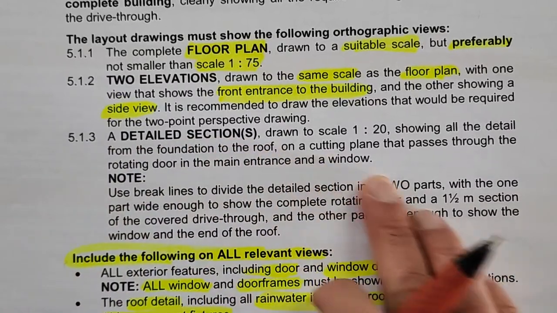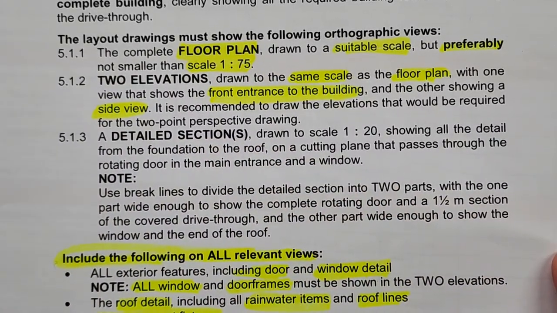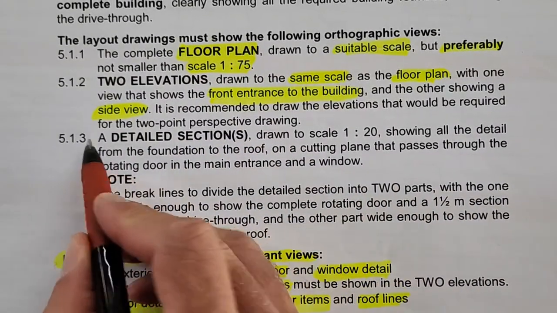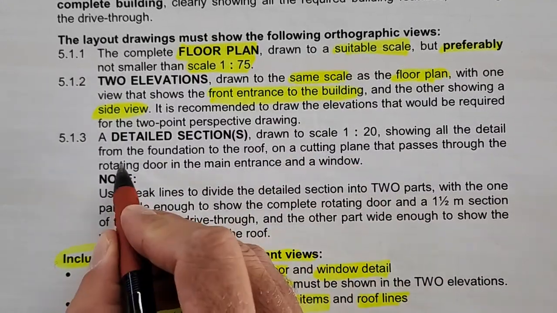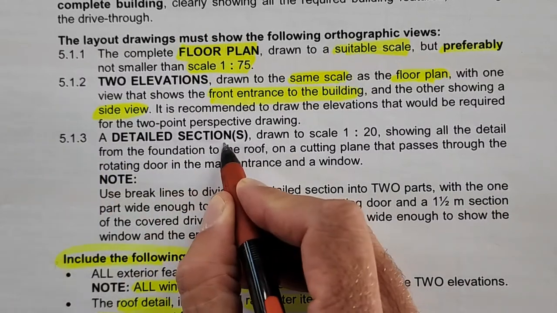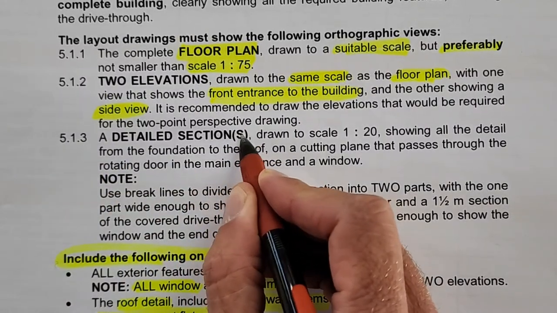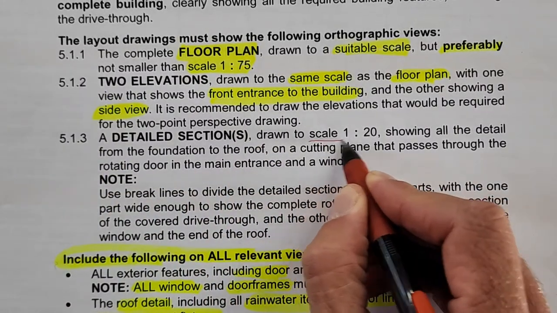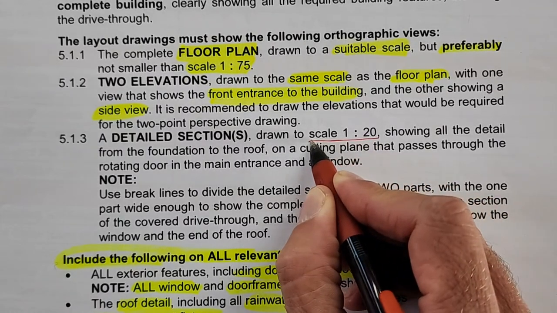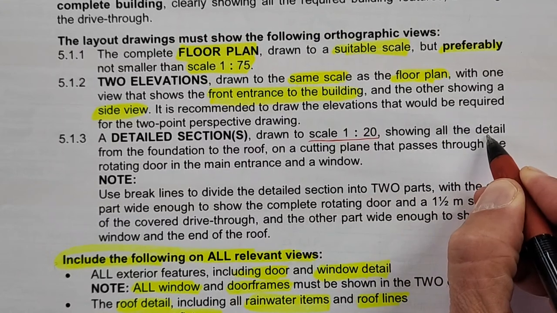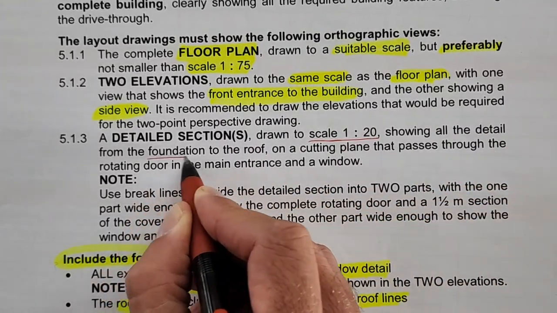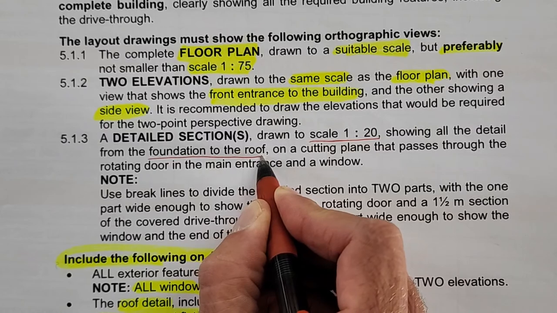With this detail section, I'm going to really help you. Okay, so let's have a look at it. 5.1.3, as it is on page 14, it says you have to draw a detail section. There's two of them. Drawn to scale 1 to 20. Can't draw any other scale. Okay. That needs to show all the detail from the foundation to the roof.